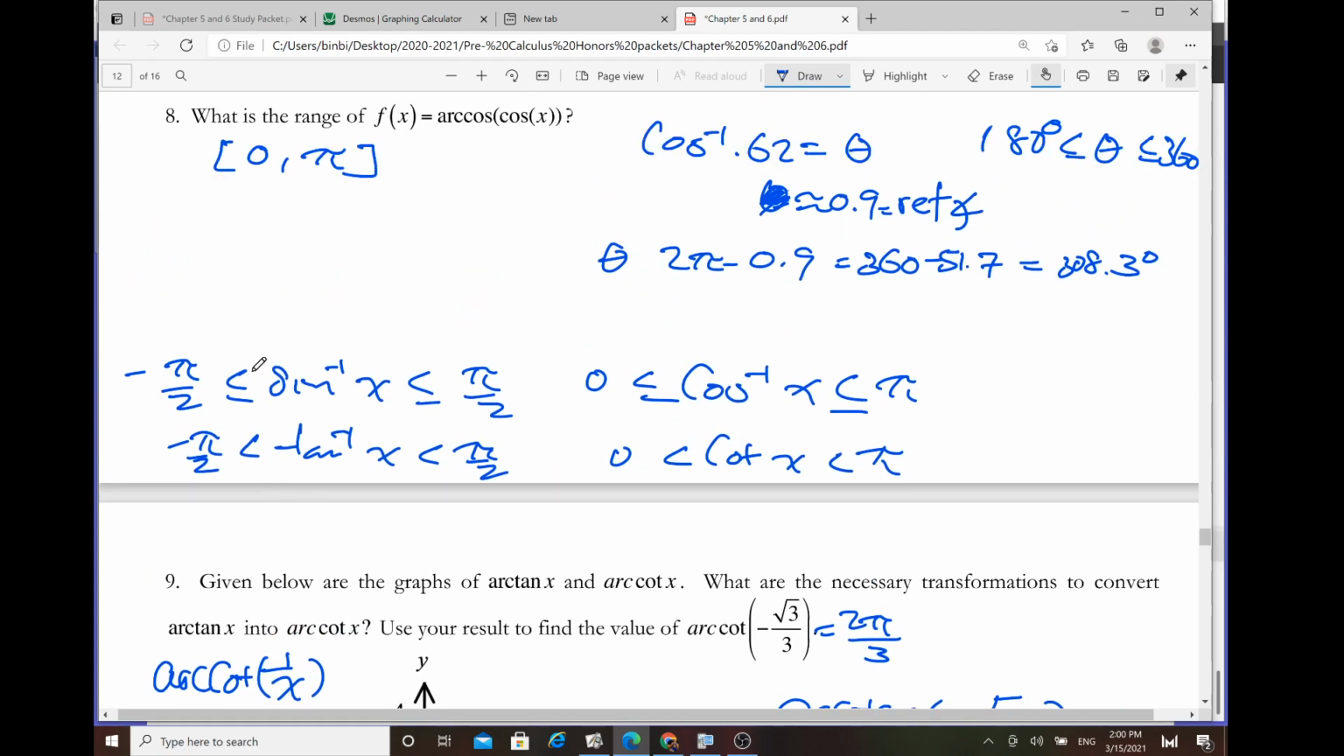And then what about secant? The restricted range is from 0 to pi over 2, and then from pi over 2 all the way to pi. So you've got to be careful with secant, because there would be the horizontal asymptote at pi over 2. And for the restricted range of cosecant, this one is just the reciprocal of sine, so it's from negative pi over 2 to positive pi over 2.